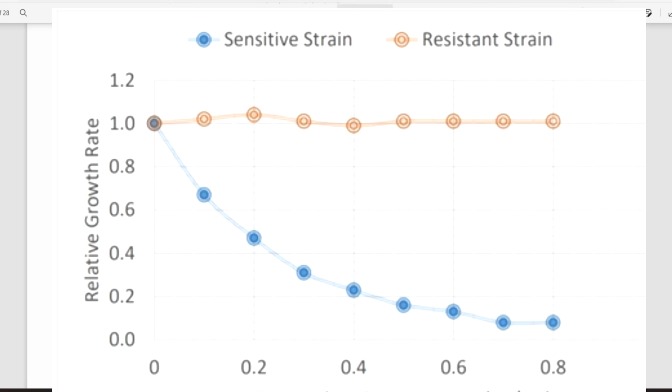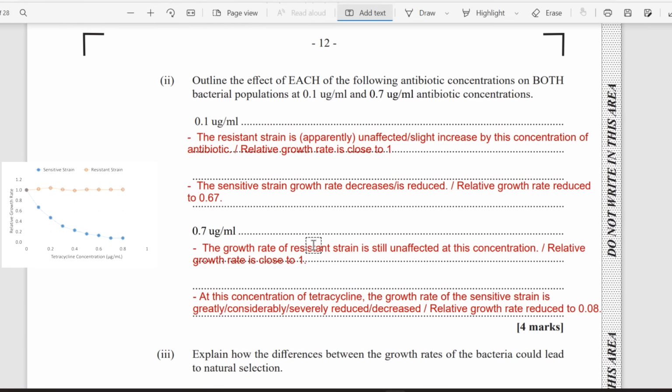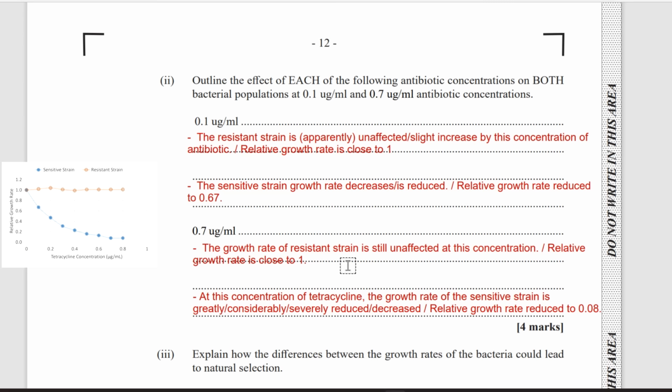Alright, so at 0.7, the growth rate of the resistant strain is sort of the same. It's still unaffected because it's resistant. Relative growth rate is close to 1. Same thing. And at 0.7 now, this is where we take a drastic drop. At this point, plenty of the bacteria in the sensitive strain are dead. So the growth rate of the sensitive strain is greatly, considerably, or severely reduced or decreased.